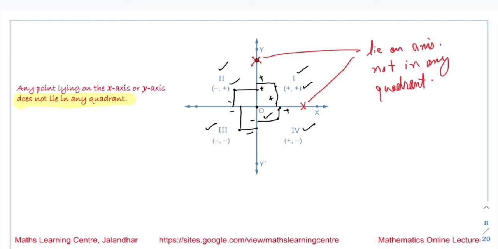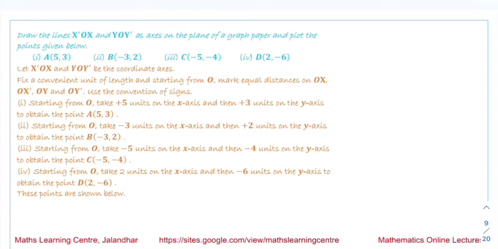Now we have a question: draw the lines X'OX and YOY'. It means we have to draw the axes on the graph paper and plot the points A (5,3), B, C and D. So we see how we can plot these points. When we have to plot (5,3), it means on the x-axis it is 5 units from the origin and on the y-axis it is 3 units from the origin.